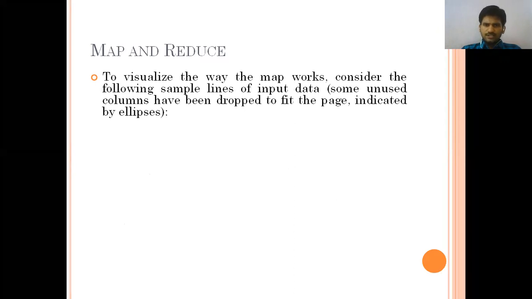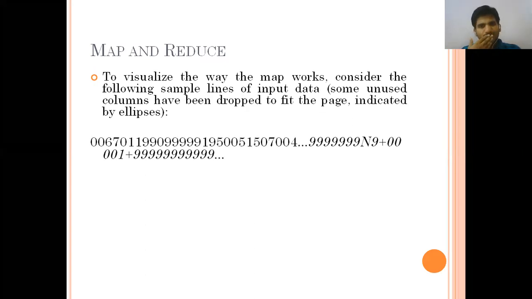To visualize the way map works, consider the following simple lines of input. I will show you the simple lines. Some unused columns may have been dropped from the picture, so they are indicated with an ellipsis. See this. What do you understand from this line? We don't know what it is. This is one line, and it is not completed either. It is one line, one part, in ASCII format. We don't have any specification at this time.